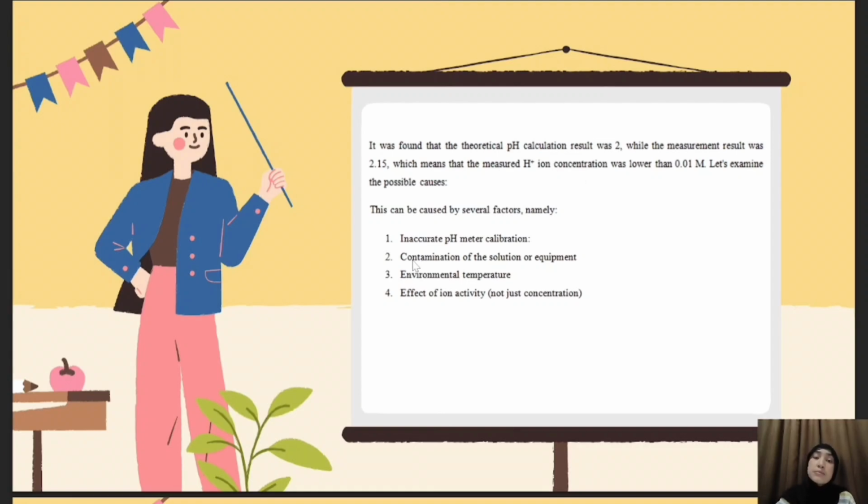2. Contamination of the solution or equipment. The presence of impurities or other substances in the measuring cup, pipette, or HCl solution can affect the actual number of H+ ions. 3. Environmental temperature. pH depends on the temperature. And the last, the effect of ion activity.